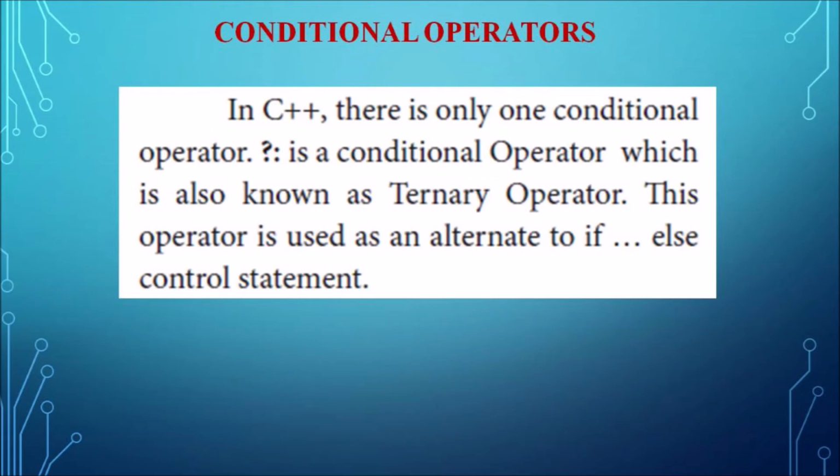We call it a ternary operator because it uses three operands. That is, three or more operands, because for the condition it will use one or two operands, and for the values it will use two operands. So it comes under the ternary operator.